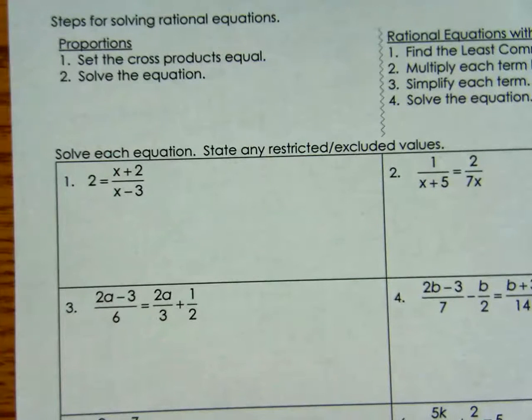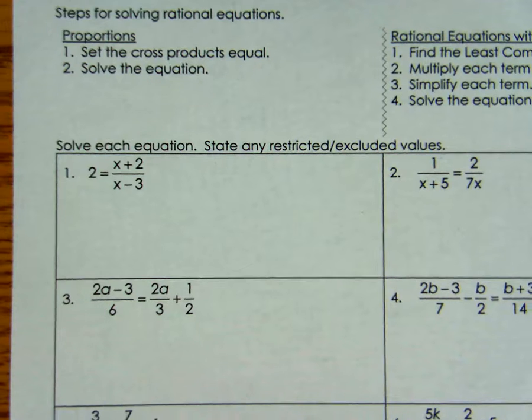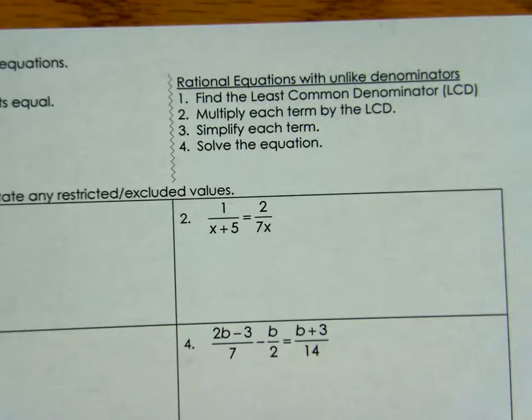Way one is if it's just a proportion. Remember, a proportion is just a statement of 2 equal ratios. So you have a single term on one side and a single term on the other. You can set the cross products equal and then solve the equation. The other way is a rational equation with unlike denominators, where you're going to see multiple terms on one side. You need to find the least common denominator, multiply each term by the least common denominator, simplify each term, and solve the equation. It sounds pretty tricky, and they can get pretty tricky, but you guys are capable, no problem.